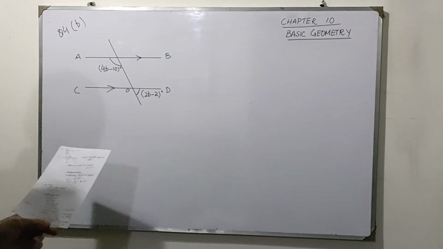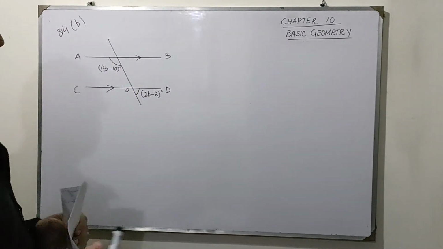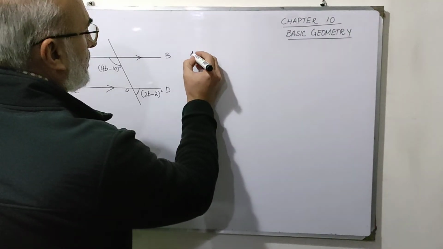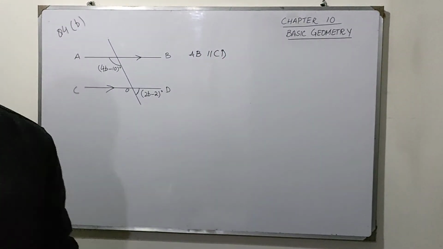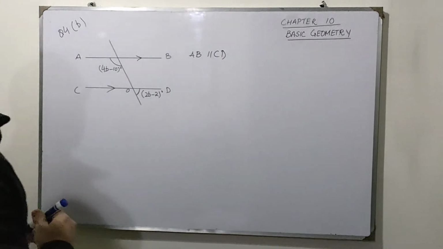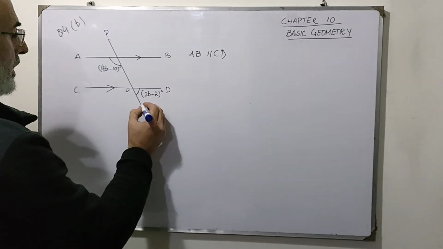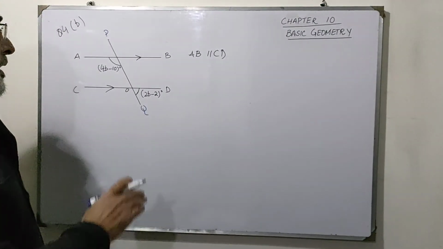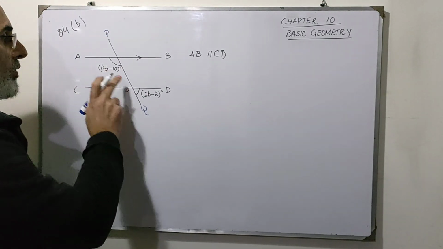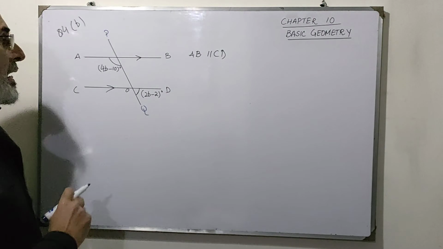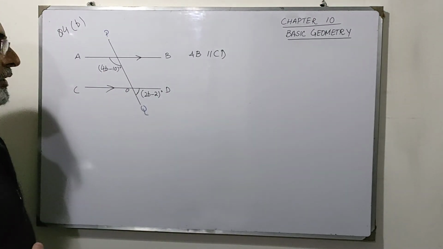Okay, now question number 4b. Two parallel lines, AB is parallel to CD. Now I have a transversal here which is PQ. It is intersecting those two parallel lines. One angle we have here, one angle we have here, and in both the angles we have a variable B for which we have to find the value.